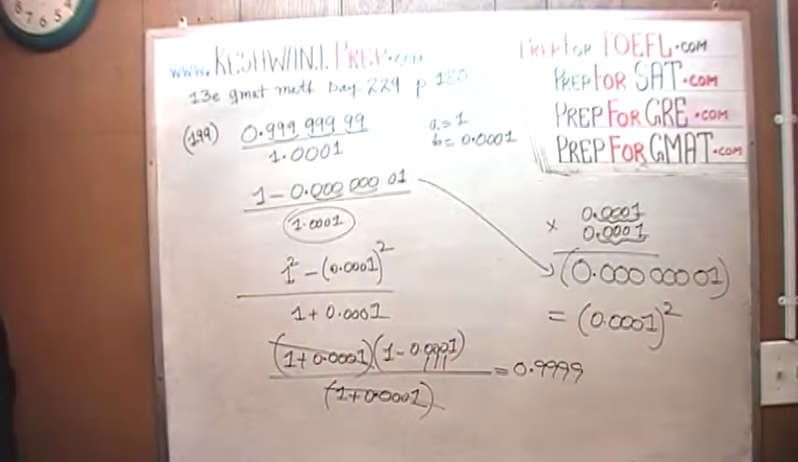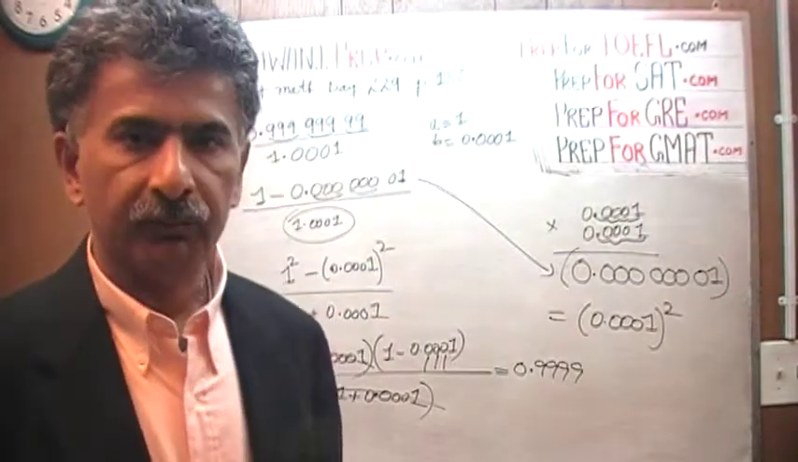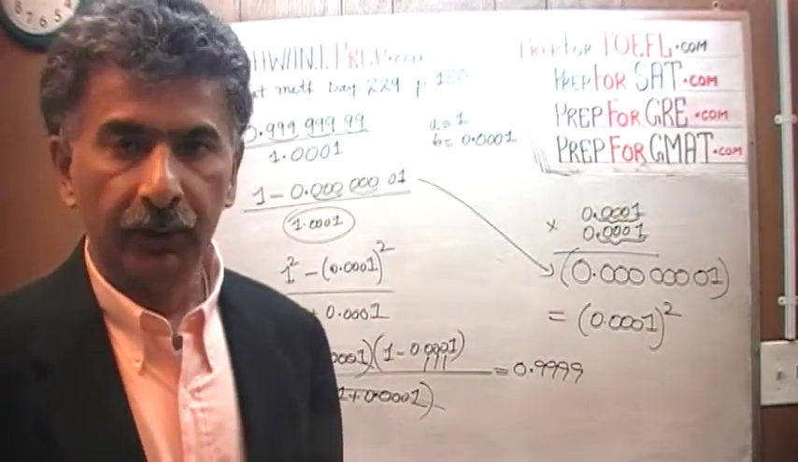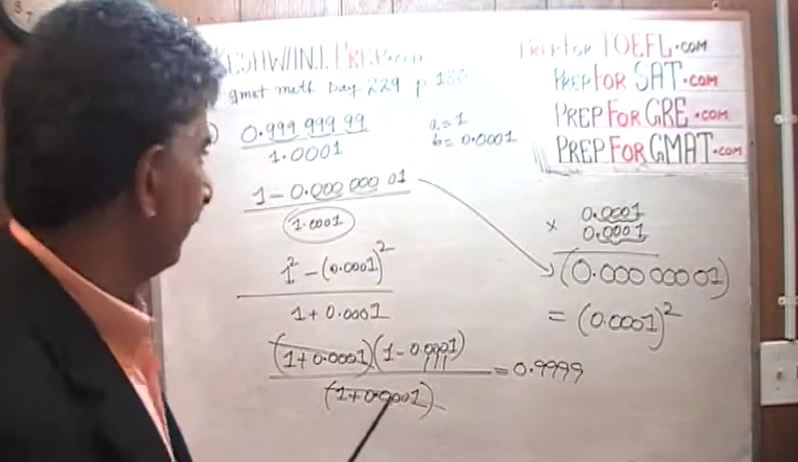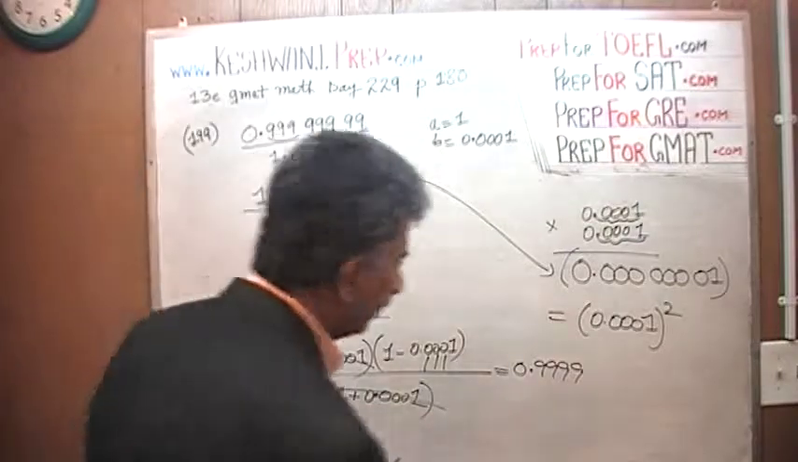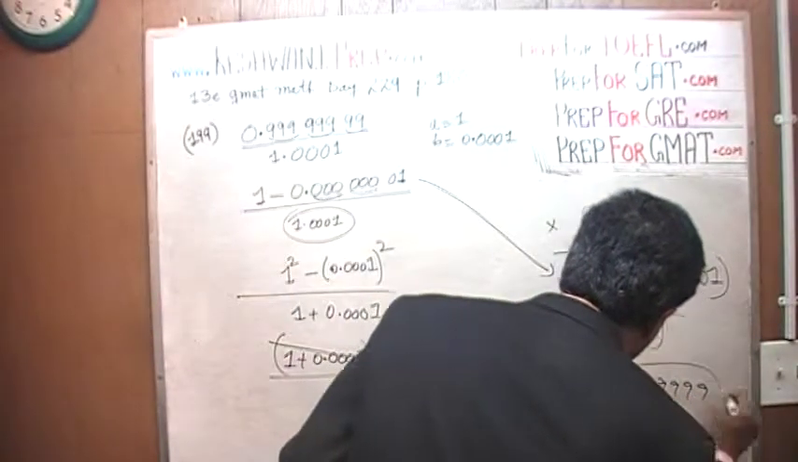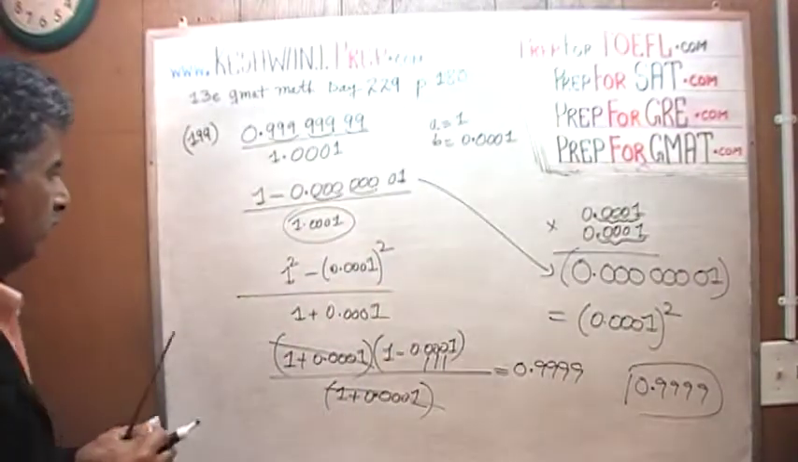That's the first part. Now why don't you pause the video and do the second part yourself. See if you can handle it. Go ahead, do it yourself, see if anything clicks. I'm going to erase everything now. We're just going to make a note of the fact that the first part was 0.9999. That's the first part. Now let's work on the second part, shall we?